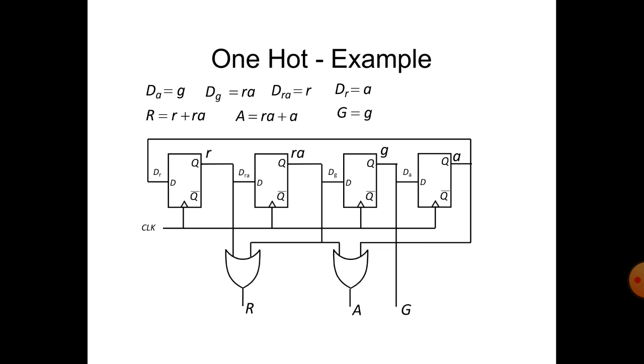The clock is given to each D flip-flop, so that the outputs are R equals R plus RA, A equals RA plus A, and G equals G. This is the circuit diagram for the traffic signal controller. Here we have OR operations using D flip-flops.